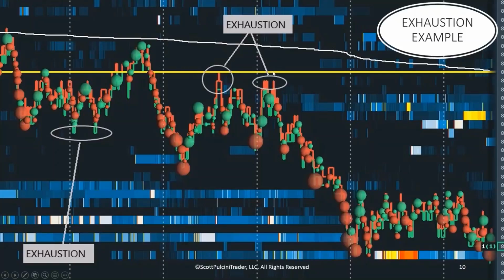This yellow line is going to be the POC, which we'll look into later. But you see when the price comes up over here, there's nobody buying here, nobody buying here. Okay, this is exhaustion on the buy side.